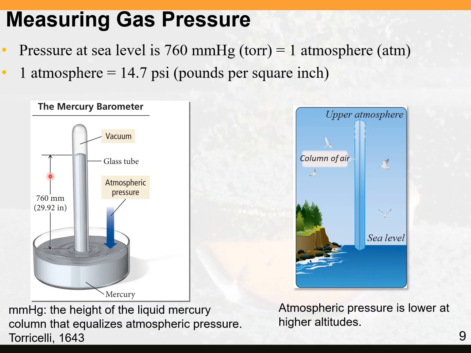Since the height of the mercury column depends on the atmospheric pressure, it can be used to measure the atmospheric pressure. At sea level, the height of the mercury column is measured as 760 millimeters. Therefore, at sea level, atmospheric pressure is said to be 760 millimeters of mercury. Due to historic reasons, this can also be called in the units of torrs, coming from the name Torricelli. The pressure at sea level is also known as 1 atmosphere pressure.